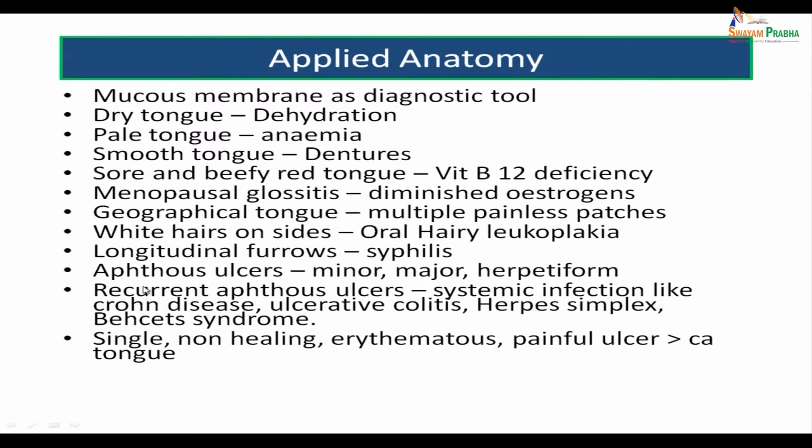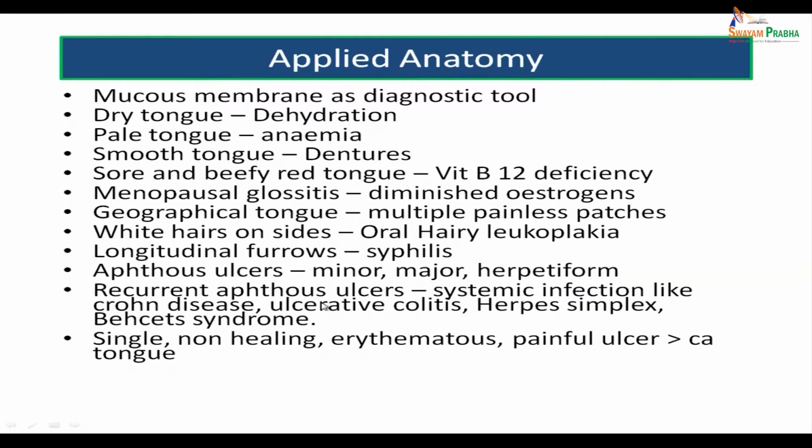Then there are multiple ulcers which occur on the surface of the tongue. These are called aphthous ulcers. Now aphthous ulcers could be minor ulcers, major ulcers, or herpetiform ulcers. You will read all about these when you go into clinical terms. Aphthous minor ulcers are usually less than 2 millimeters in diameter. Major aphthous ulcers are usually more than a centimeter in diameter, and herpetiform ulcers are multiple small ulcers which coalesce to form a larger ulcer. So that is what is called a herpetiform ulcer.